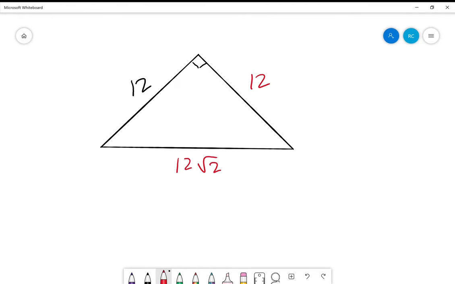Did you get it? Again, remember, the two legs equal each other, and to find the hypotenuse, you take the leg and you multiply it by the square root of 2. Let's do another one. Ready, set, go.